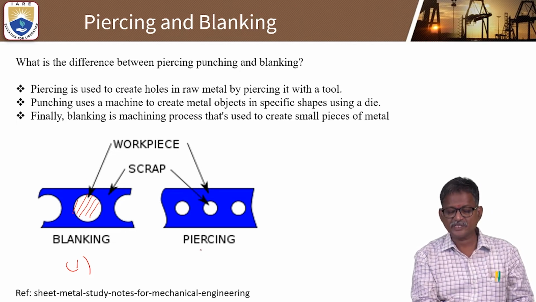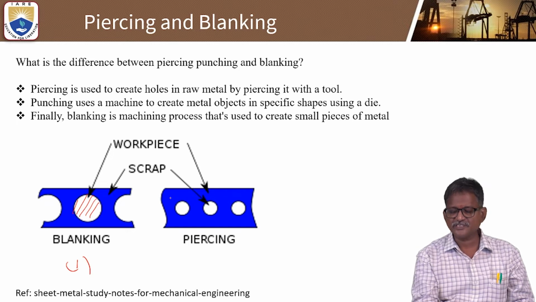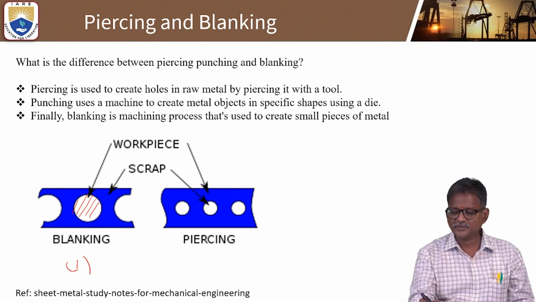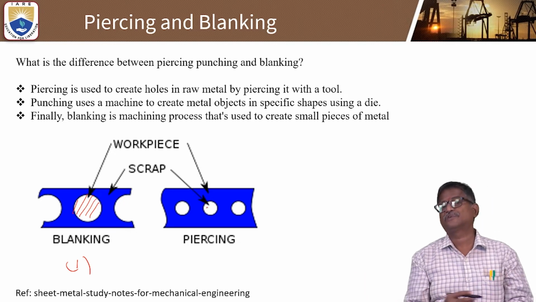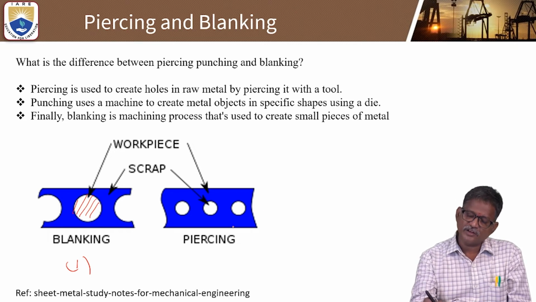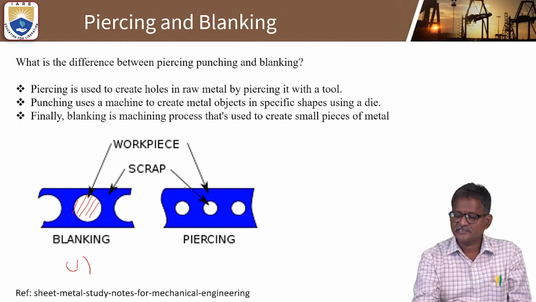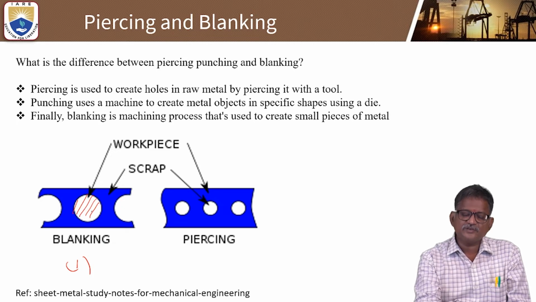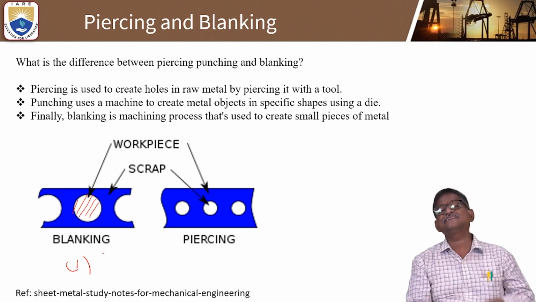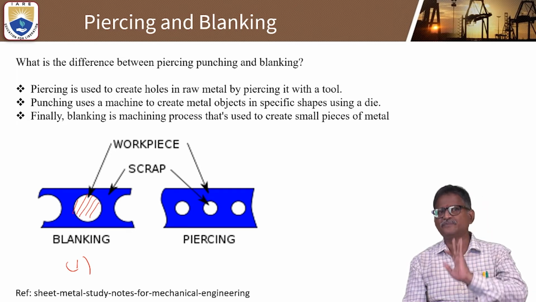When you are speaking about piercing or punching, the workpiece is the total sheet, because we are making holes. This punched out part is scrap. I hope it is clear. In piercing, we are making hollows. The hollow means the part you punch out is the waste or scrap, and this is the total workpiece. But in the case of blanking, only the punched out part is the workpiece, and all the remaining material is scrap. That is the only difference between a blanking and piercing process.